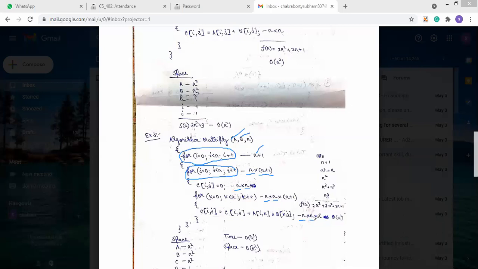Clear? After that, this loop is considered. So for this loop, k less than or equal to n, so it will be executed n plus 1 times. So n cross n plus 1. And inside this loop, these statements will be executed n number of times. So that's why n.